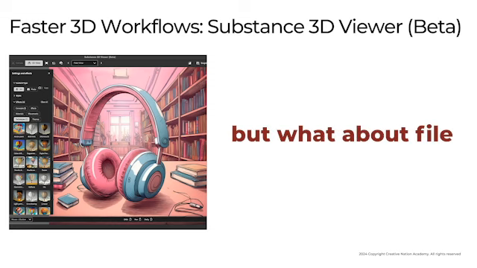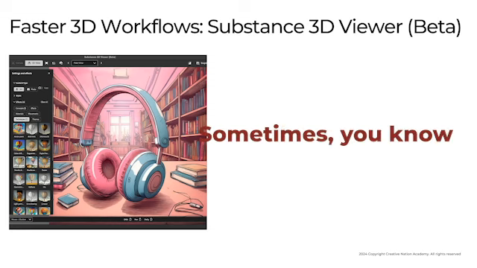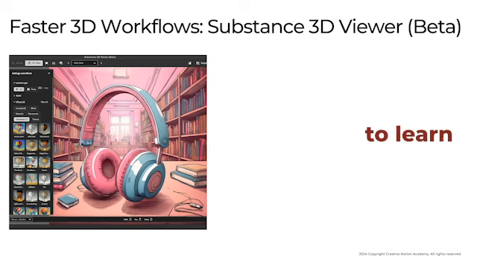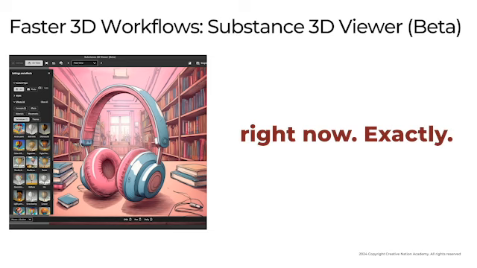Saving time is awesome, but what about file compatibility? Sometimes, new software means having to learn a whole bunch of new file types. You're in luck. Substance 3D Viewer works seamlessly with all those industry standard formats: USD, OBJ, FBX, even STL, which is a big one for 3D printing. So if I'm already using certain 3D assets, chances are they'll just work. That's a relief. It sounds like Adobe wanted to make Substance 3D Viewer as user-friendly as possible, which makes sense because it's a free public beta right now.